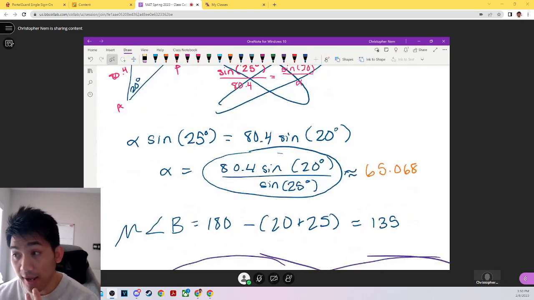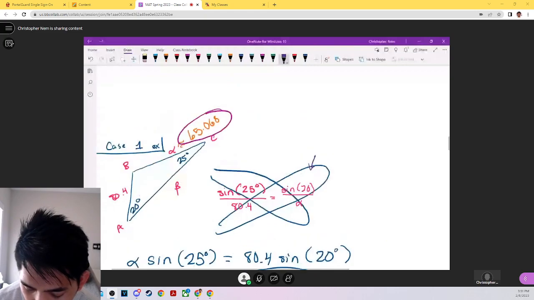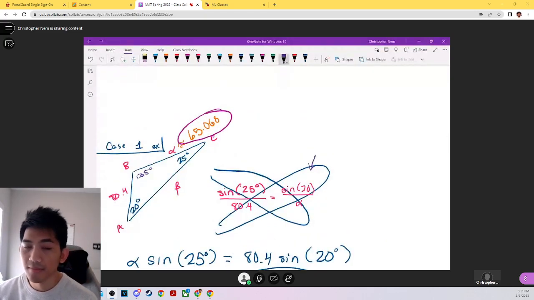If I wanted to solve for the measure of angle B, I do 180, because the triangle angles sum to 180. I have two predetermined angles now. I can use that information to get the third angle measurement, which is 135 degrees. So I can put it over here. Boom. And that's very helpful.